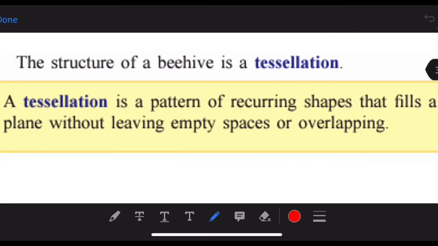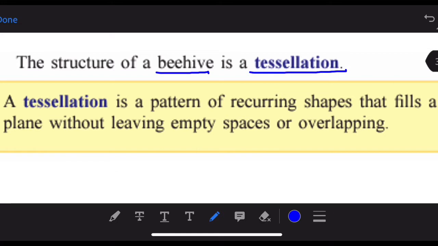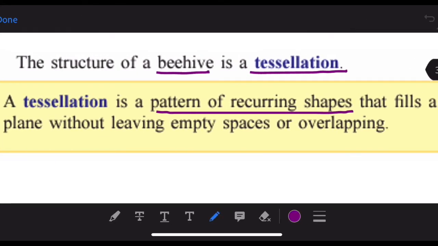The structure of the beehive is a tessellation, as I mentioned just now. So why is the beehive a tessellation? A tessellation is a pattern of recurring shapes that fills a plane without leaving empty space or overlapping.